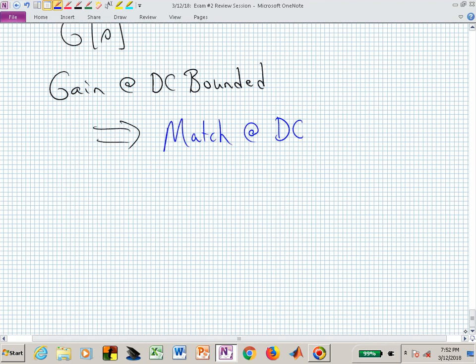What does that mean? Well, it means two different things because you have h of s and you have h of z, or you have g of s and you have g of z. G of s is what? Where is DC at g of s? S equals 0. And we set that equal to g of z at DC. Where is DC for g of z? That's at 1.